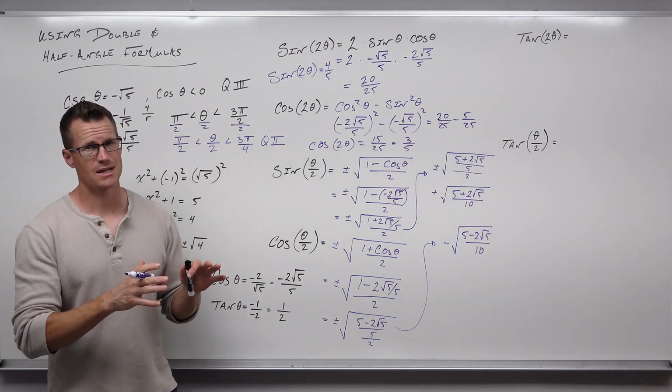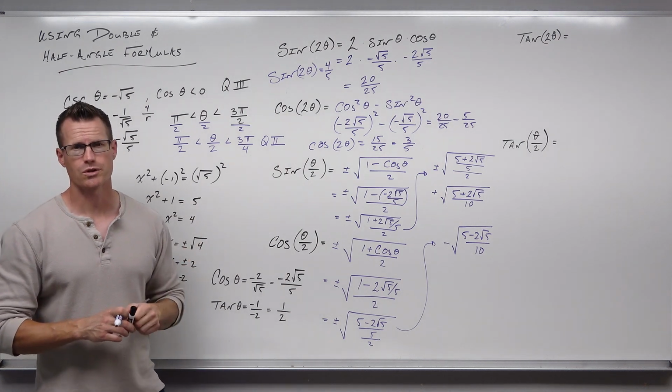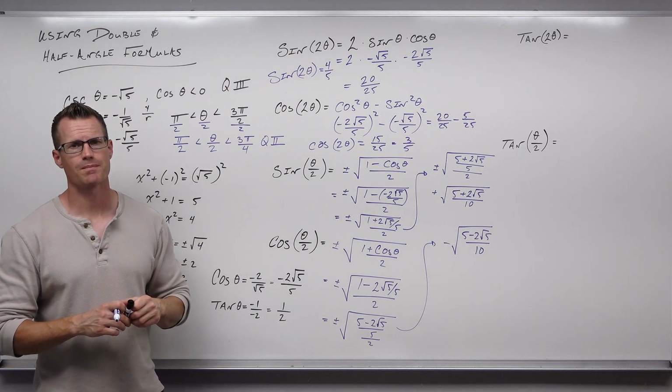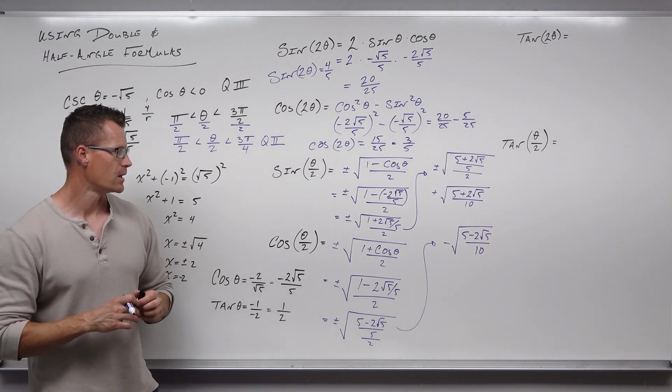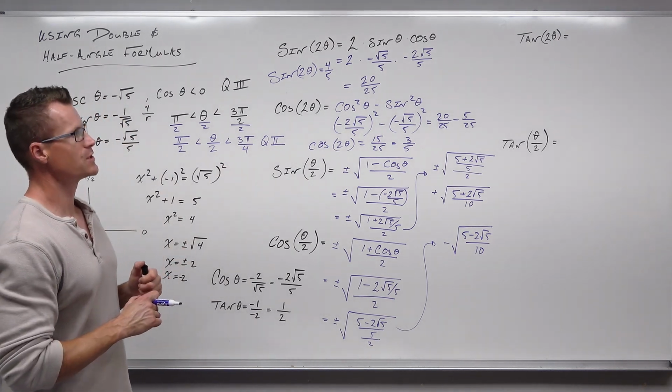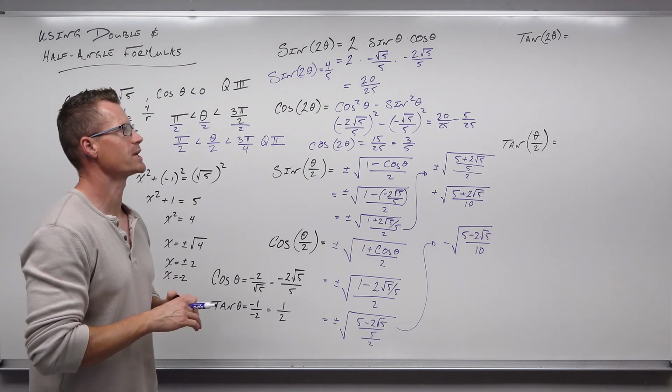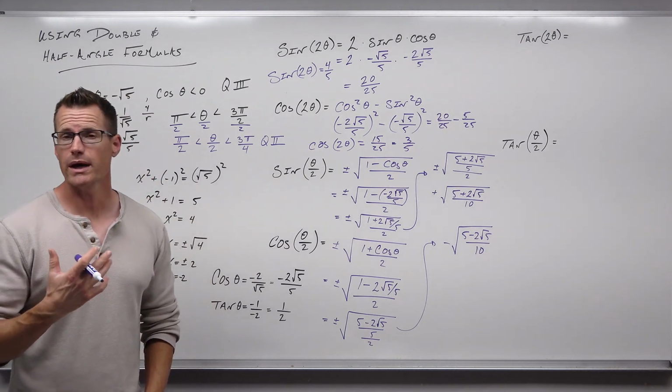The biggest thing that I said at the beginning is the quadrant. Determine your trig functions in the appropriate quadrant, and then determine the quadrant of theta over 2. All right, let's go ahead and do tangent of 2 theta, the double angle formula for tangent. We've got a couple ways to do this.